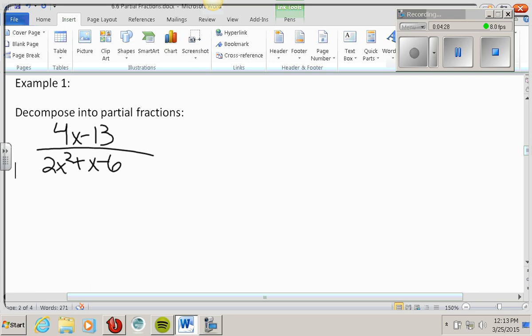Because the degree of the numerator is less than the degree of the denominator, we are going to begin by factoring the denominator. So I'm going to do that to the side up here. We know that 2x squared plus x minus 6 factors into x plus 2, 2x minus 3.